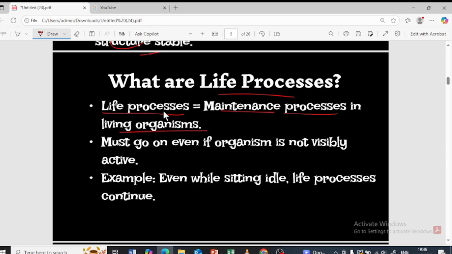That itself is called life processes. And these life processes must keep on going. Even if the organism is not visibly active, they must keep on going. For example, even while sitting idle, you might think that nothing is going on, but the life process is still going on. You are simply resting, and during that time as well, the life process will still be going on.